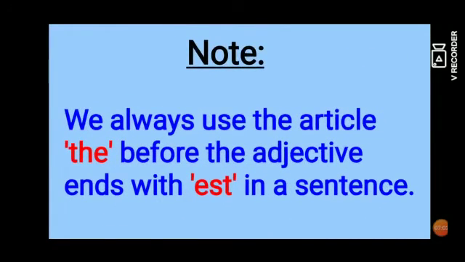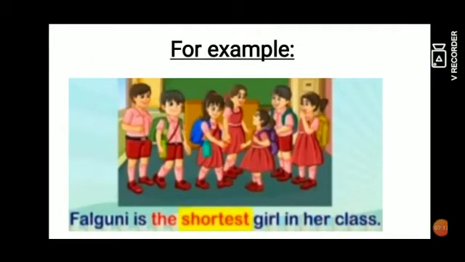Now again there is an important point to note, that we always use the article the before the adjective that ends with est in a sentence. Let's take the example. Falguni is the shortest girl in her class. Now here you can see that we have used the before the adjective which ends with est. So it indicates that whenever we use the est form of an adjective in a sentence, we add the in that sentence before the adjective.